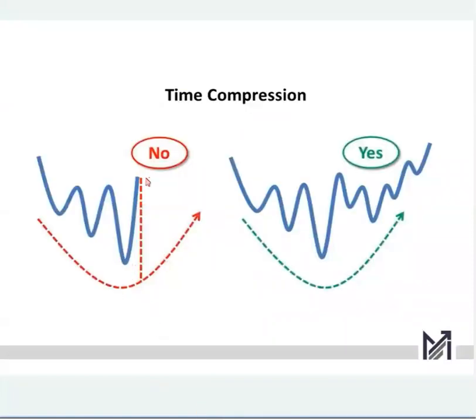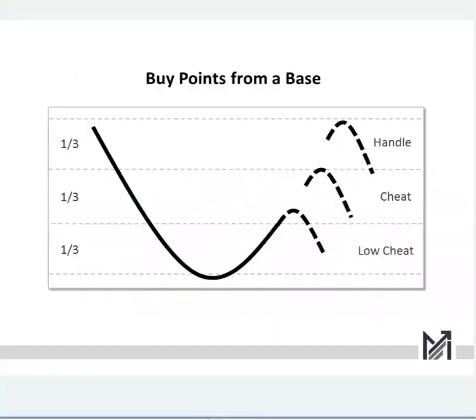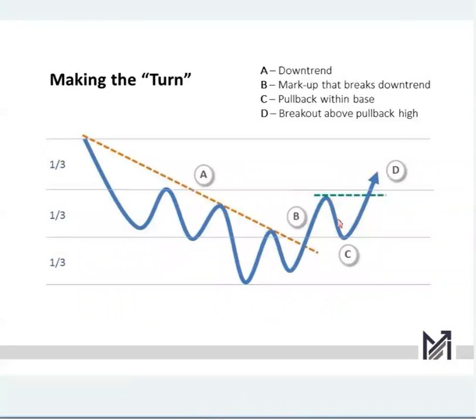We want to allow it to naturally tighten up and go through that phase where you're going to get that VCP. So you don't want to just jump in as it starts to come up and breaks that trend line. You want to let that right side form, and you'll get that pullback. So basically there's 4 things that have to happen: a downtrend, a markup that breaks the downtrend, I would be at B here, a pullback within the base, and then a move above that high of that pullback, and that's when the stock has officially, what I call, made the turn. Making the turn means that the trend is now back up and in sync with the longer term trend.